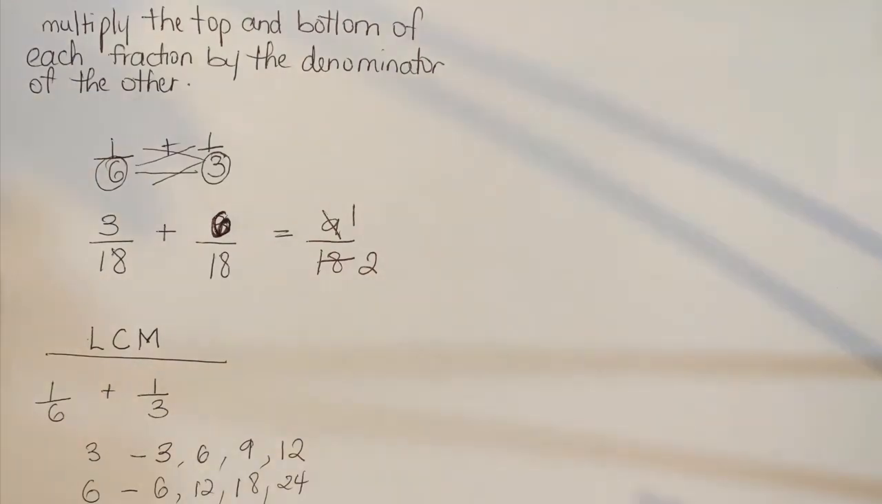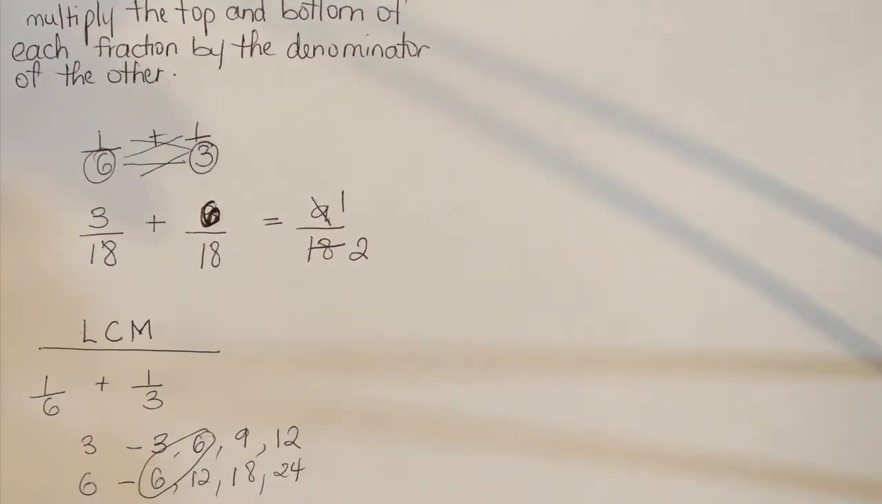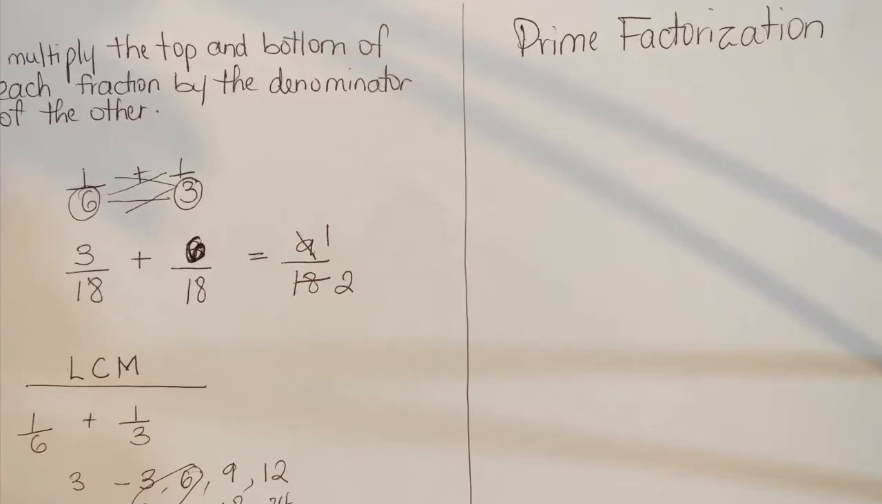As you can see, the smallest number that is common between both is 6. Therefore, 6 is our LCM. The second way of finding the LCM is through prime factorization. Please be reminded you can only factorize using prime numbers, and a prime number has 2 factors, 1 and itself.